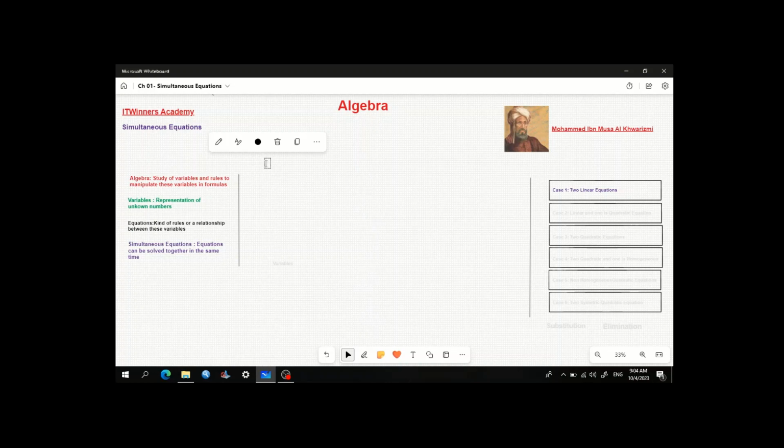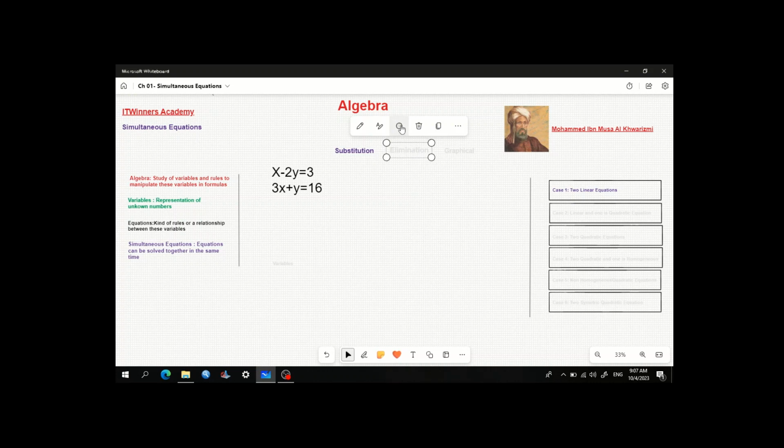If we have x minus 2y equal to 3, and 3x plus y equal to 6, these are linear equations. I have three methods of solving them. One is by substitution, substituting one variable into another.